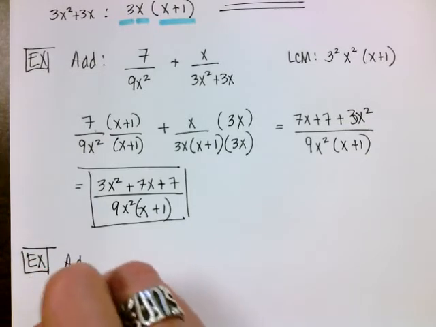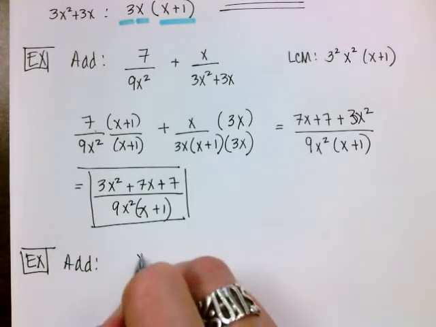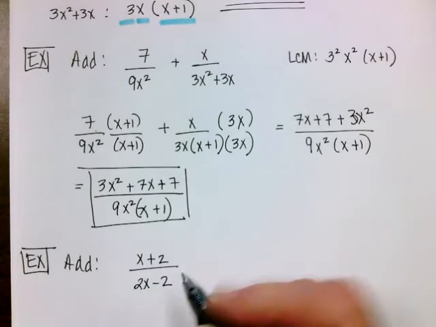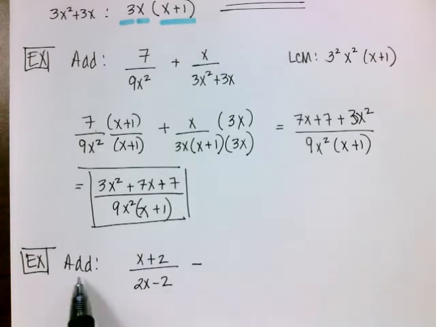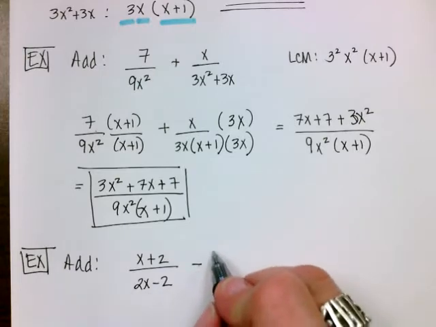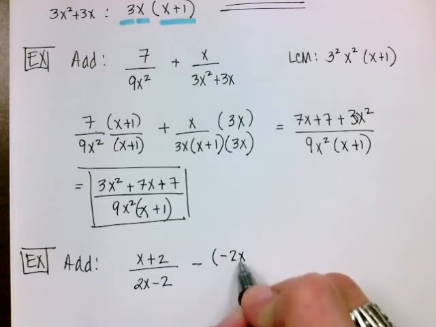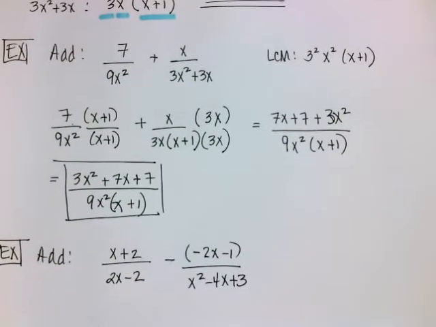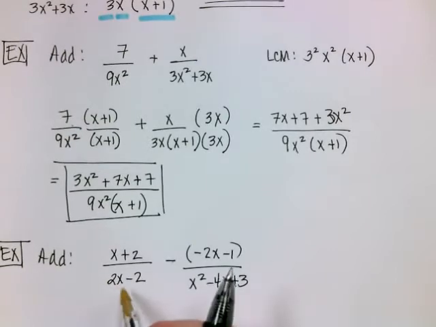So I'm going to write add, and I have (x plus 2) over (2x minus 2), minus... I said add, but remember subtraction is just adding a negative number, and then I'm going to have a negative (2x minus 1) over (x squared minus 4x plus 3). First step is to always find the lowest common denominator, so I'm going to factor each term.